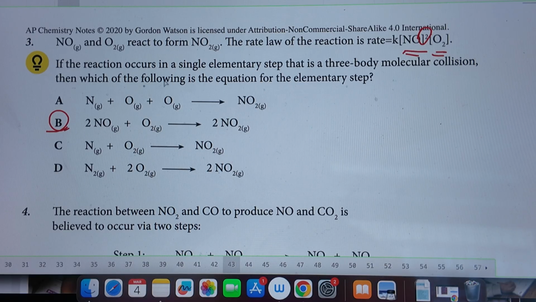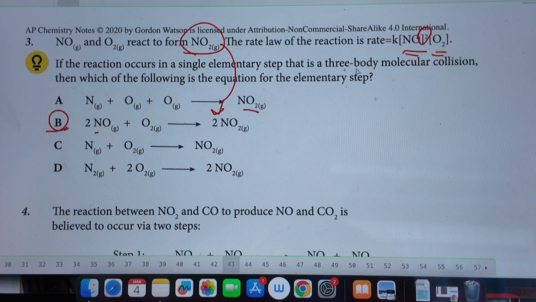Yeah, and form NO2. Here it forms NO2 as well, but here it tells you everything that you need. You need NO, 2 of them. Here we go. And we have O2. Here we go.